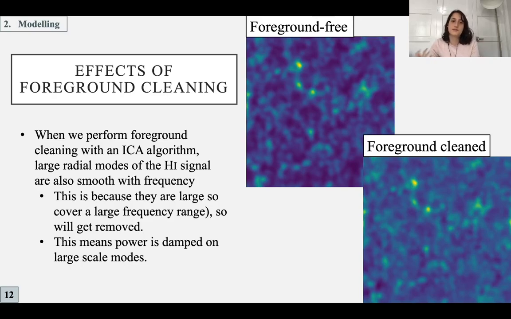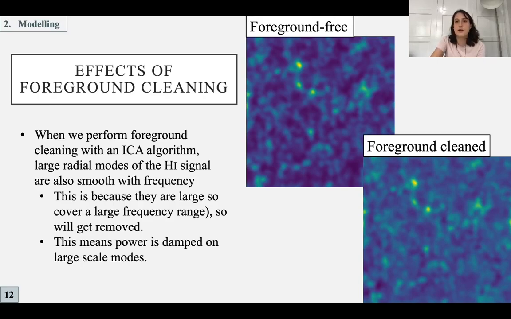But we do have some effects from this foreground clean. When we perform this foreground clean, the largest fluctuations that we have in our box of simulation or survey also appear smooth along the line of sight. And so these are going to get confused with the foregrounds, and they're also going to be removed. And so we are going to lose power on large physical scales, and our power is going to be damped.